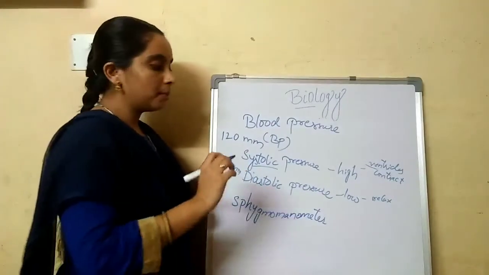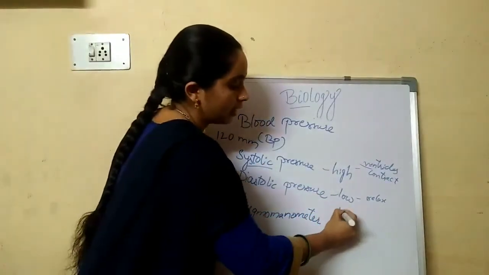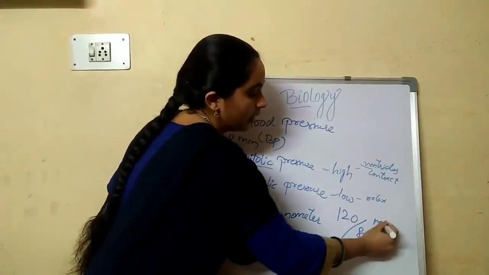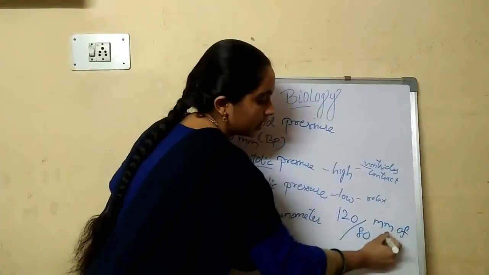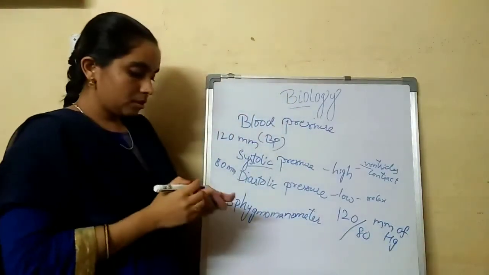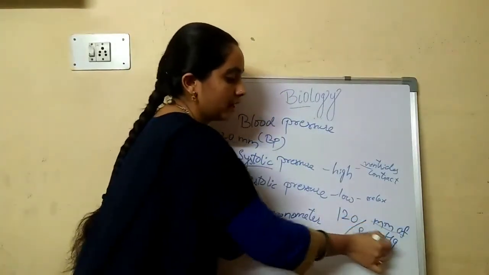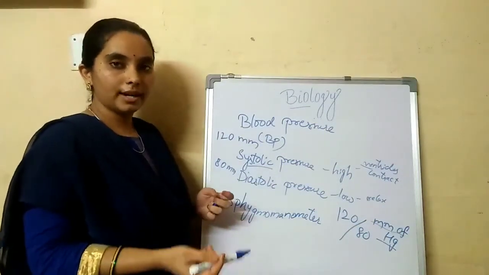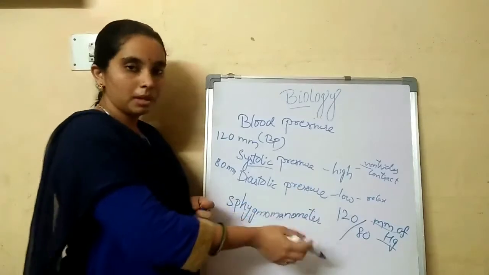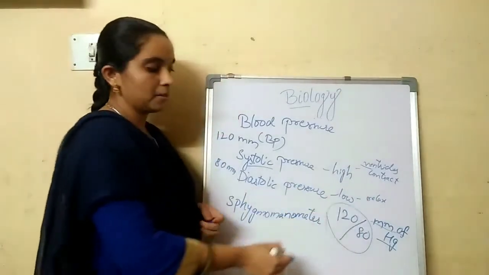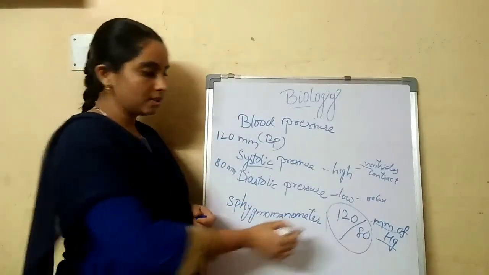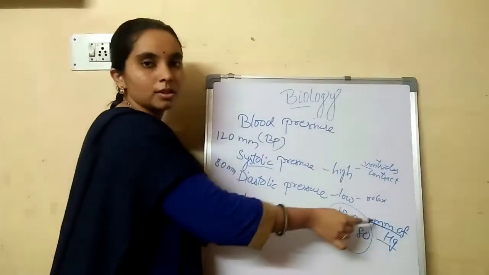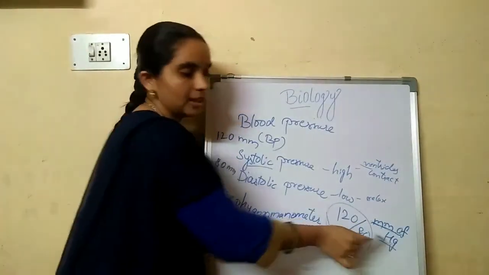So the normal BP every person has is 120 by 80 mm of Hg. These units are very important. If any question is asked and you write the normal BP as only 120 by 80, you won't get marks, because you have to give units. So mm of Hg.